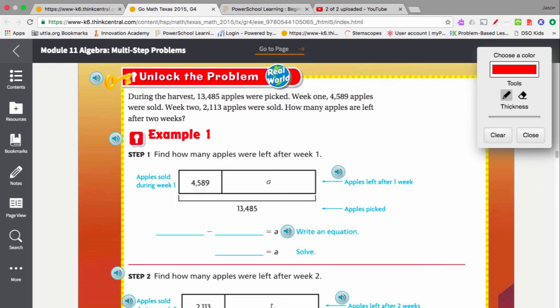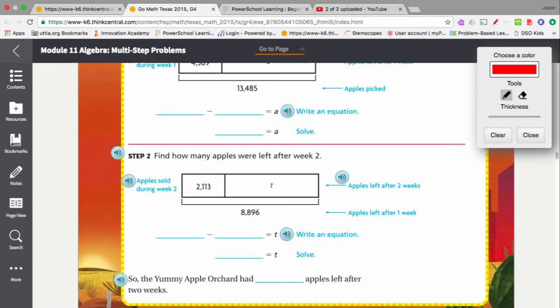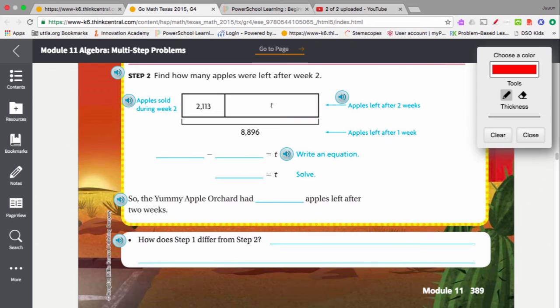So far, so good. Now, after week 2, this is what was left over after week 1, so that's what we're starting with. And we know that we sold this much in week 2, so this letter T represents what's left at the end of 2 weeks. So 8,896 minus 2,113. Simple enough.